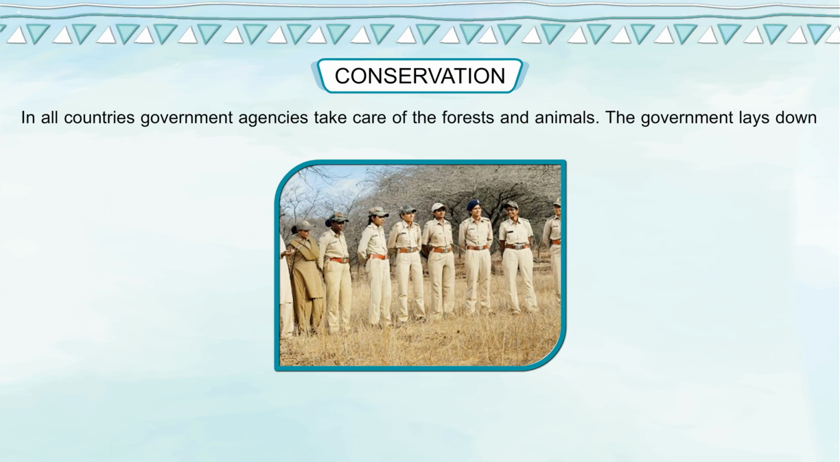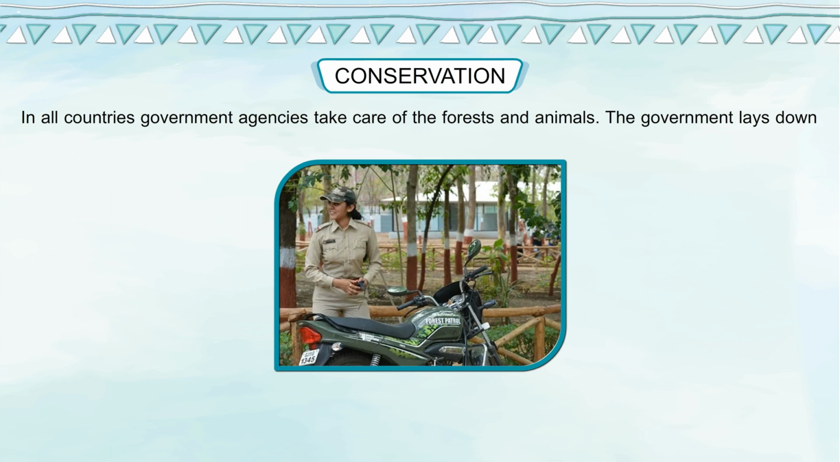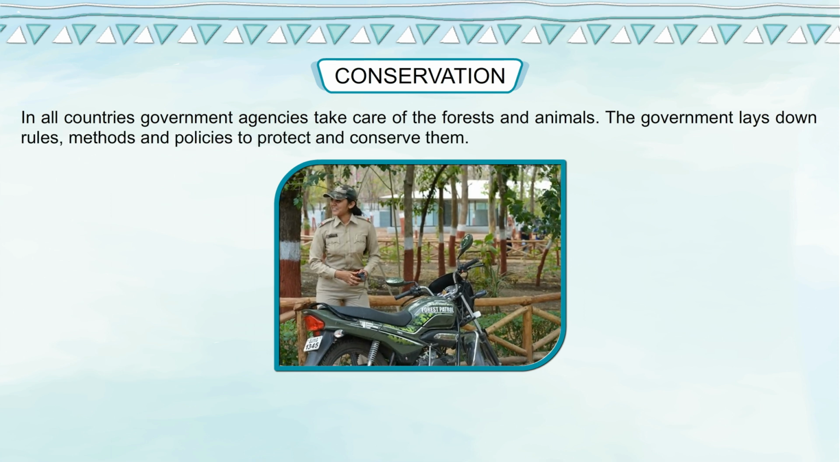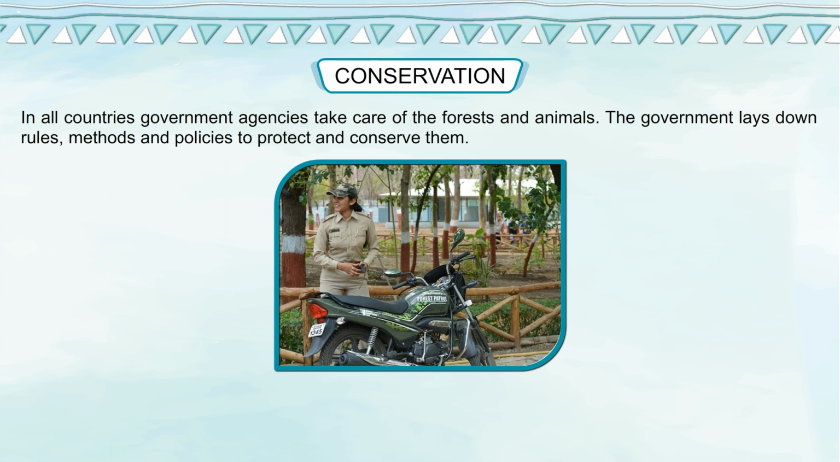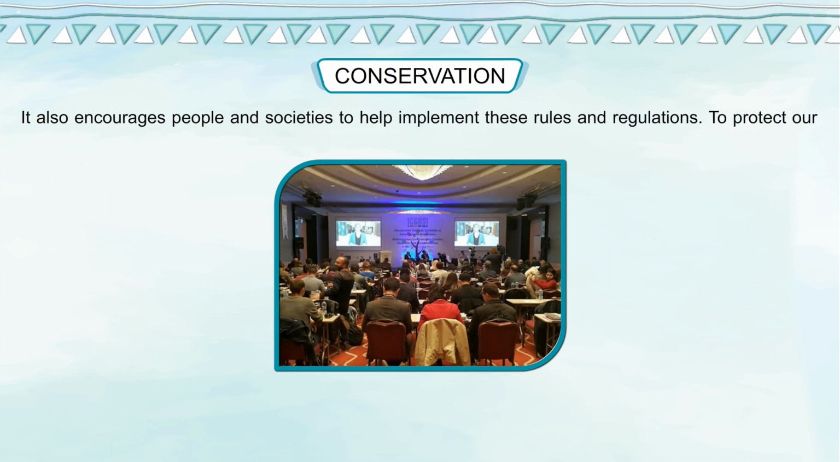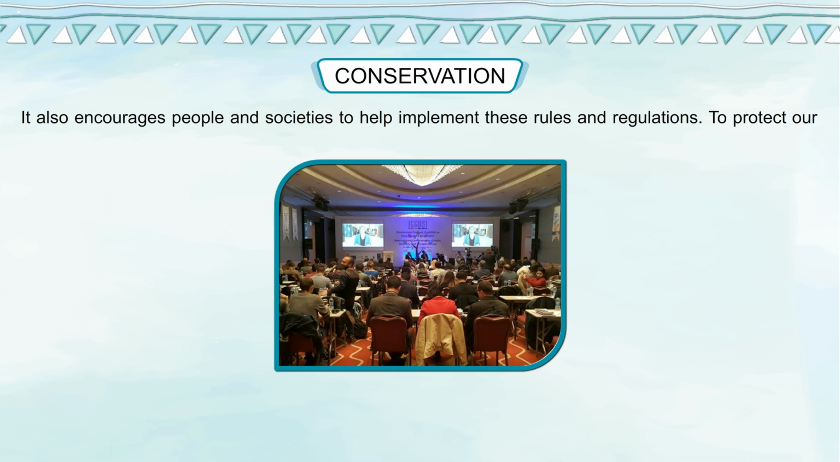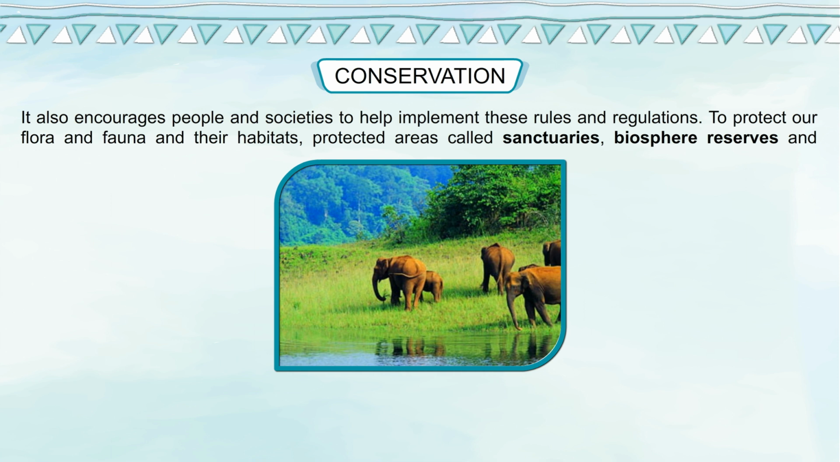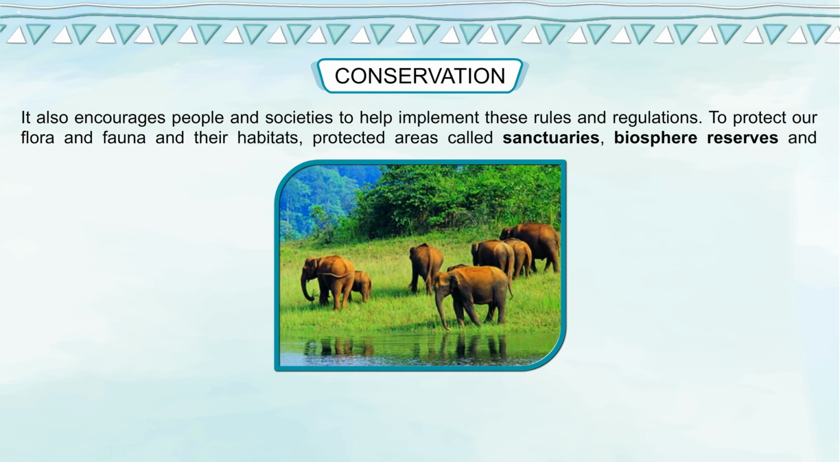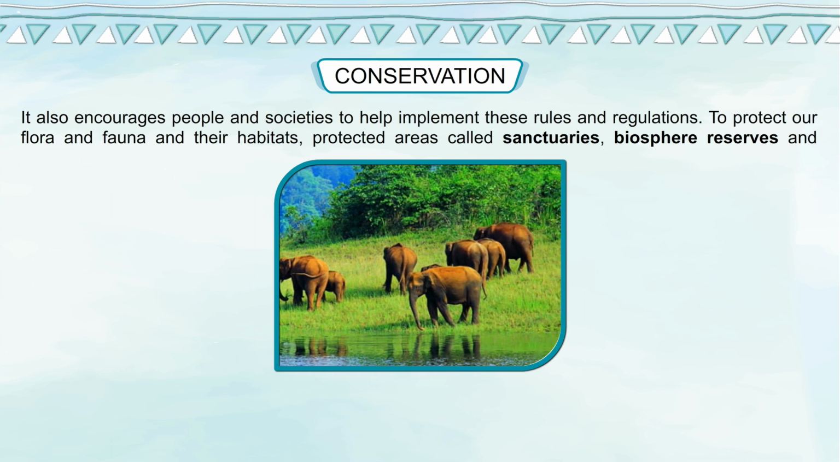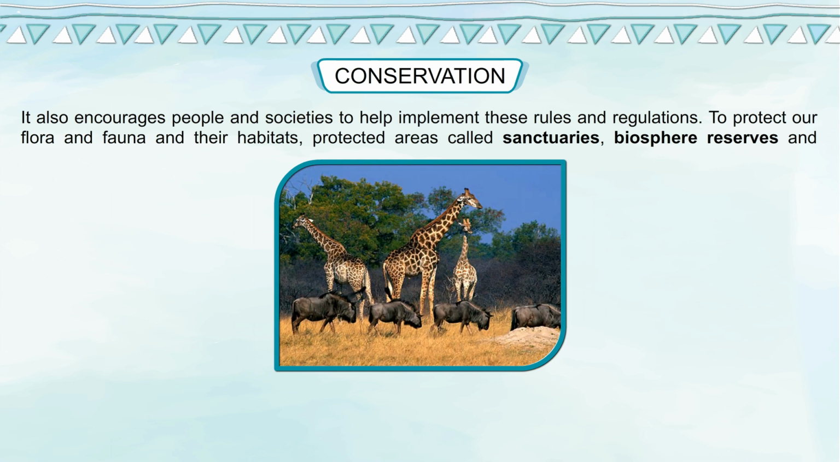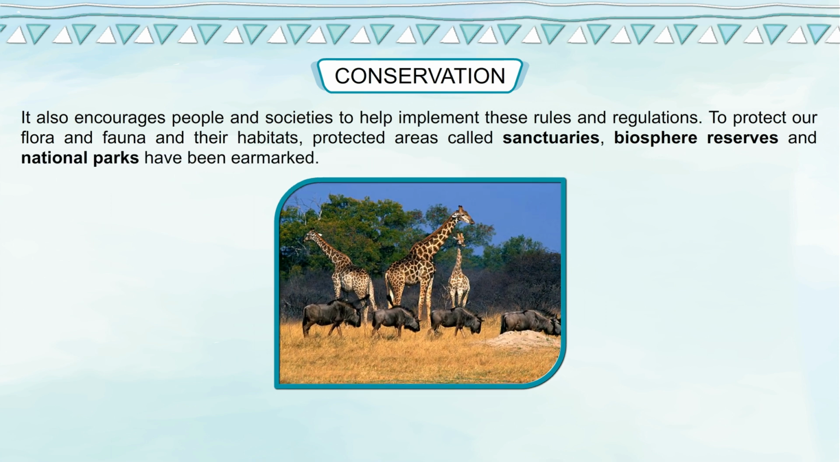In all countries, government agencies take care of the forests and animals. The government lays down rules, methods and policies to protect and conserve them. It also encourages people and societies to help implement these rules and regulations. To protect our flora and fauna and their habitats, protected areas called sanctuaries, biosphere reserves and national parks have been earmarked.